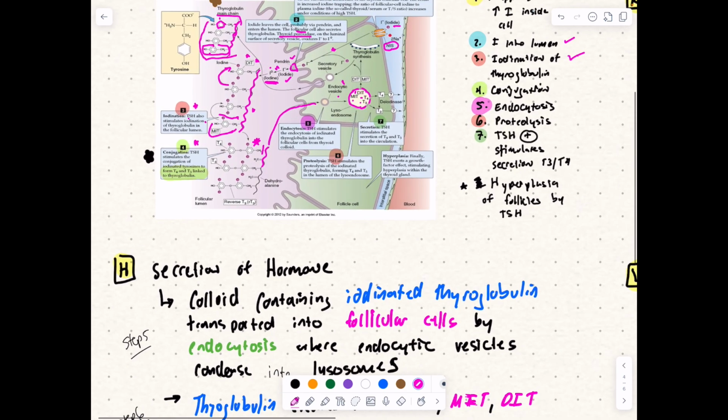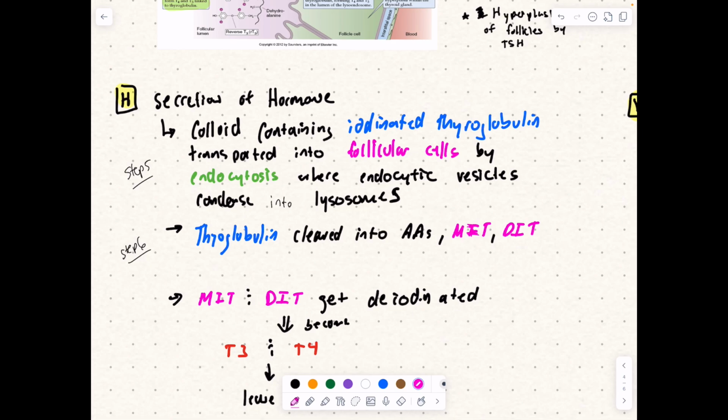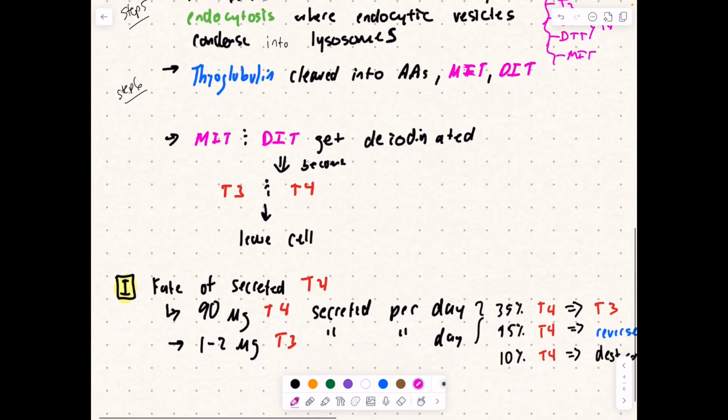Okay, and so once you've chopped these guys up, you can send MIT and DIT back into the lumen, so after you have some thyroglobulin synthase, you need to remake the backbone. But overall, not too bad. You've cleaved your T3 and T4, and they get exported. Okay, so again, the colloid containing the thyroglobulin that has T4 on it, T3 on it. Maybe it still has some DITs that haven't been combined into a T4 yet, and then maybe you still have some MITs on it. This is going to be cleaved.